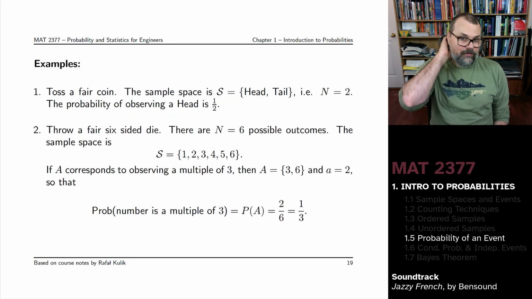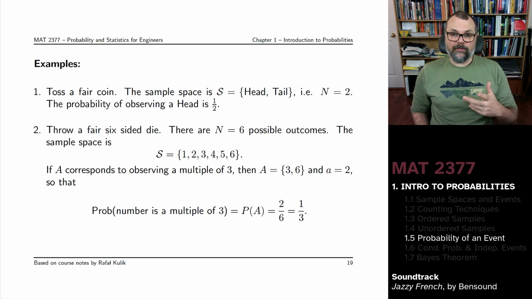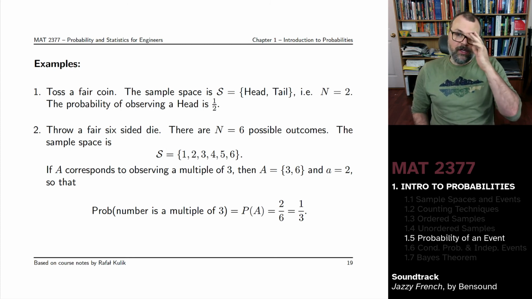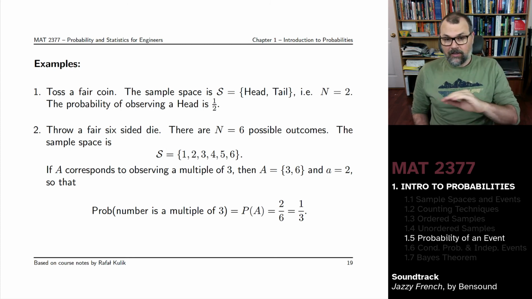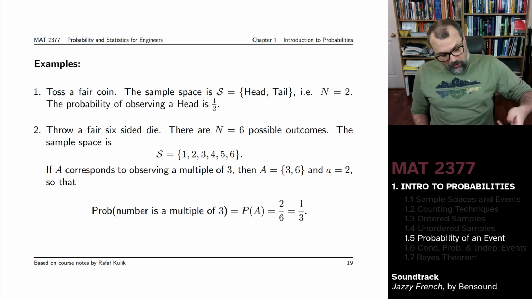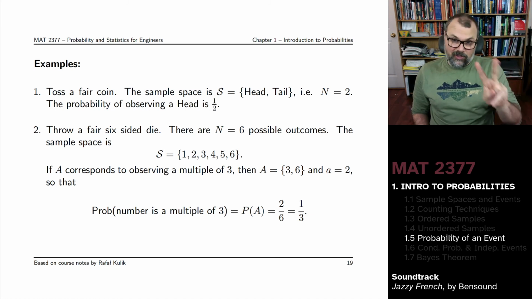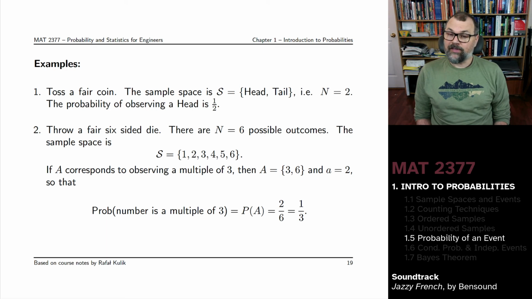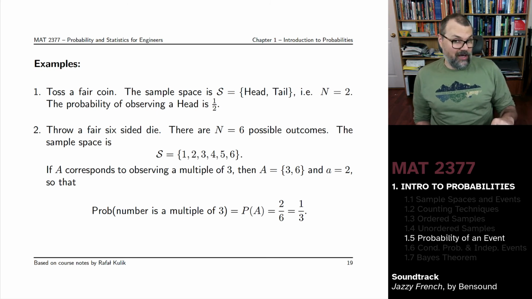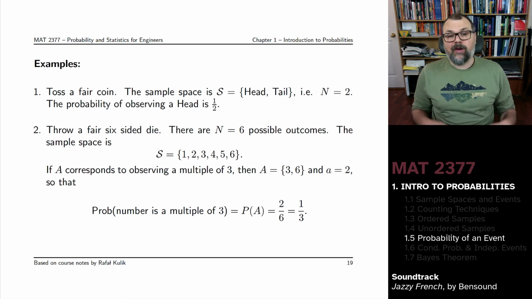Here's an example. You toss a fair coin. The sample space, as before, is still head and tail. We don't allow edge results or any of the other crazy results that we could have had. So there's only 2 real outcomes here. That means that n is equal to 2. The probability of observing a head in that case, assuming that it's a fair coin, and so the chance of getting a head or a tail, they're the same, then your probability would have to be 50%, 1 over 2.